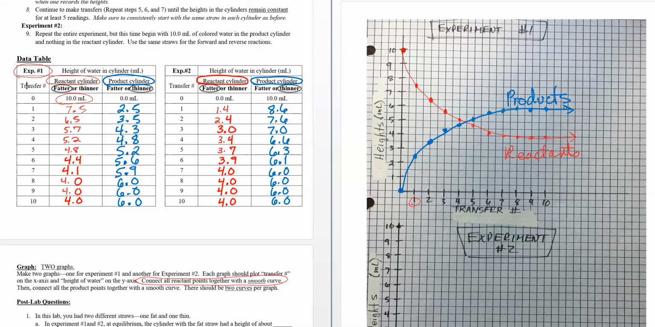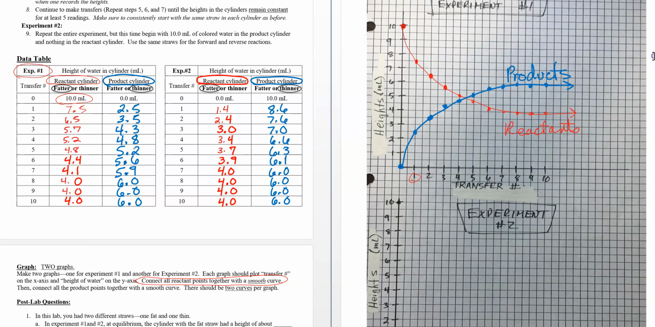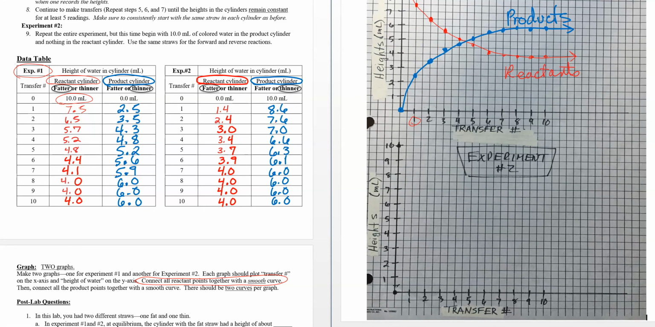So what you want to do is exactly the same thing for experiment number 2 and plot it out. So again, do one curve for the reactants and one curve for the products. The only difference here is that our reactants are starting down here at 0, right? And then you're going to do 1.4. So connect those reactants together and then do the curve for the products. So why don't you pause and finish that up?